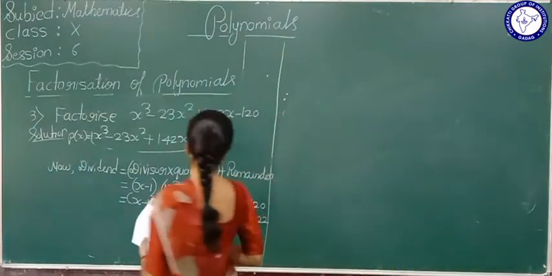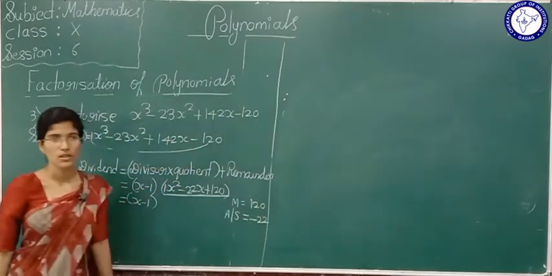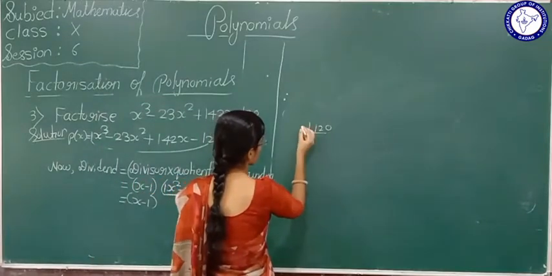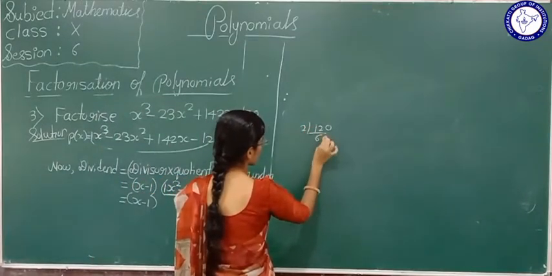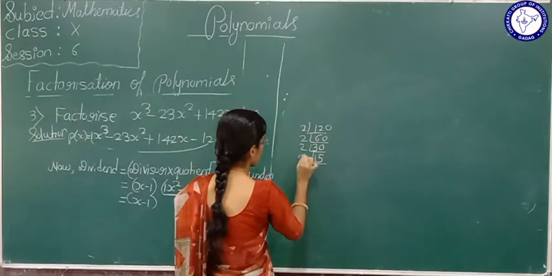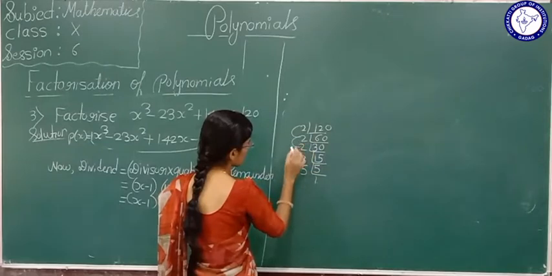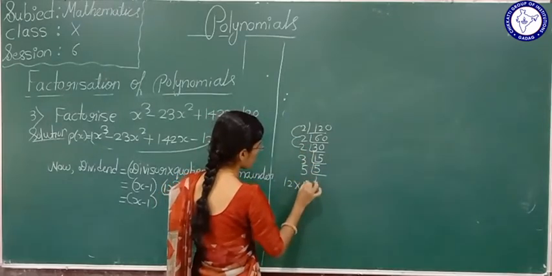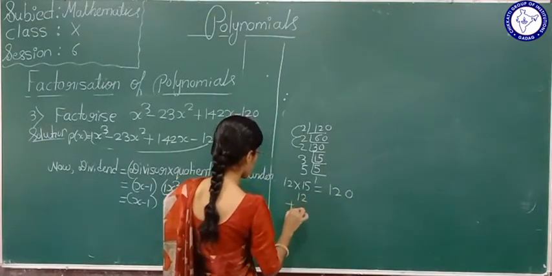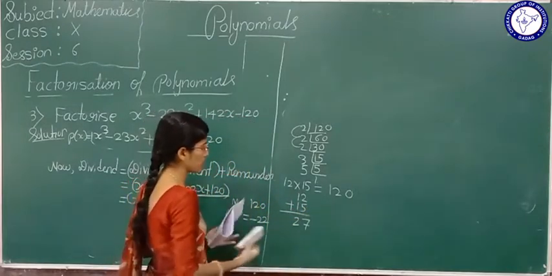If you multiply, 120 should come. If you add or subtract, minus 22 should come. So which are those two numbers? If you are getting confused, do the prime factorization. 2 6s are 12, 2 3s are 6, 2 15s are 3, 5s are 5. Now 2 2s are 4, 4 3s are 12, 12 into 5 3s are 15. 12 into 15 is 120, but 12 plus 15 is 27, it's not possible.